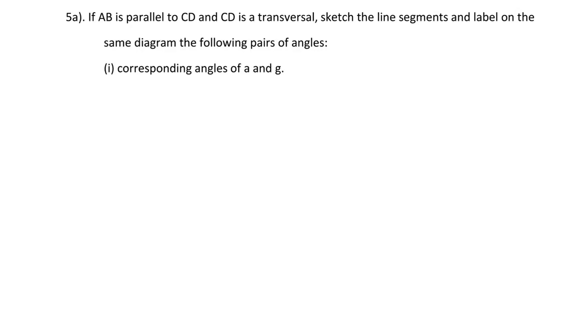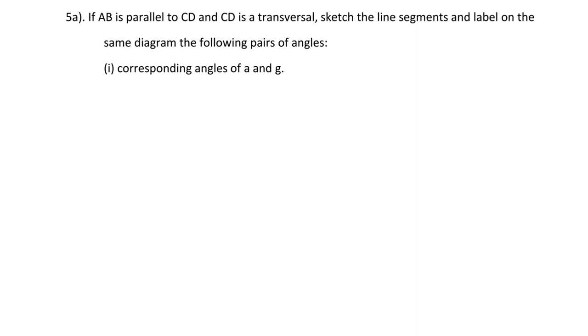Question number 5, part A. If AB is parallel to CD and CD is a transversal, sketch the line segments and label on the same diagram the following pairs of angles. Okay, so for Roman 1, we are supposed to label the corresponding angles of A and G. Okay, so we have to recall that in geometry, the transversal line is a line that cuts across two parallel lines.